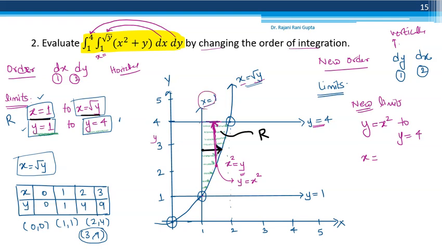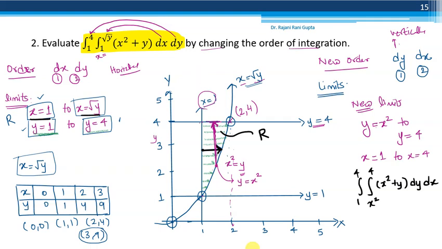Here x is 1. And what is the value of x here at this point? You see here, this is x equal to 2 because this is the point 2 comma 4. So x varies from 1 to x equal to 4. So your changed order of integration for this integral will be, let me write it here, double integral of the function x squared plus y, the changed order dy dx, y from x squared till 4, and x is from 1 to 4.